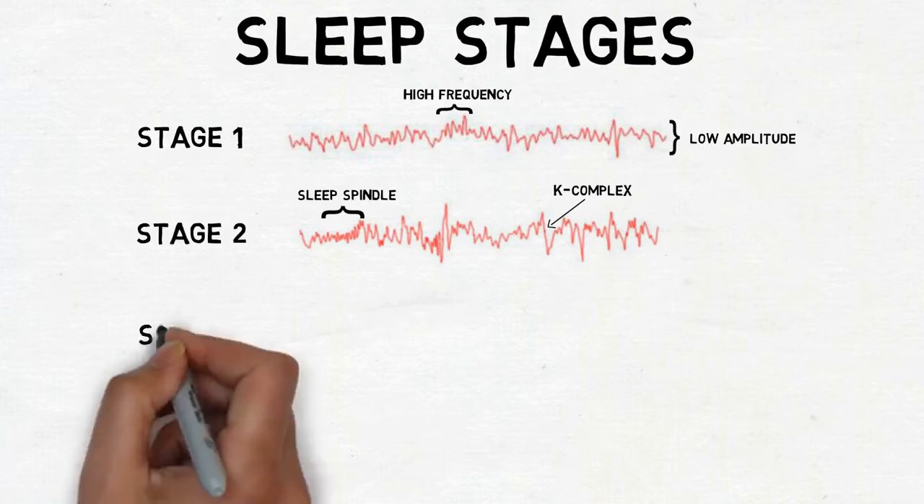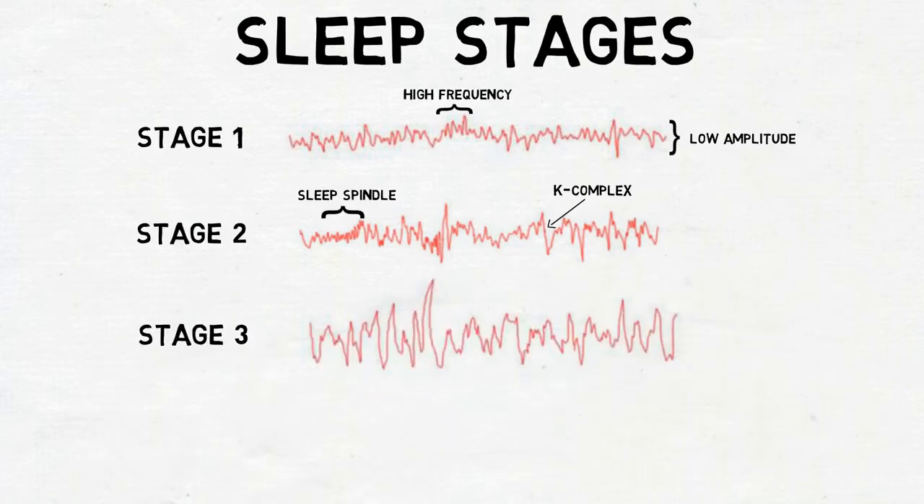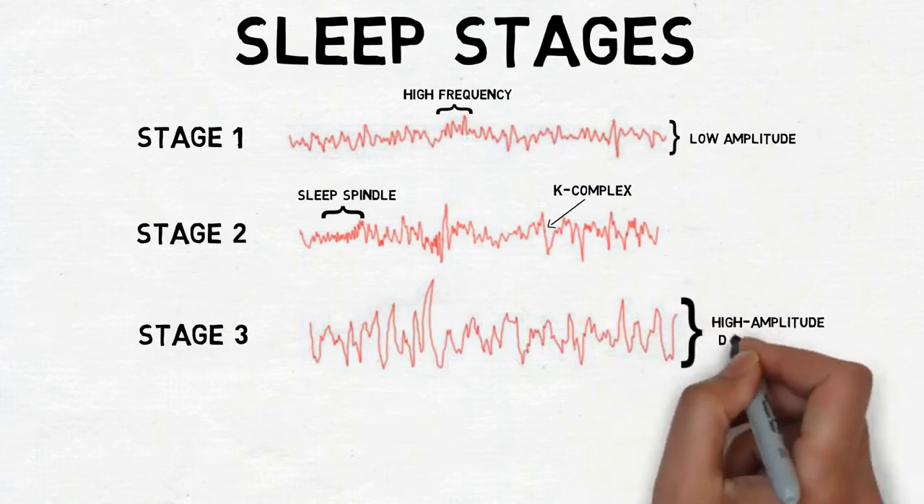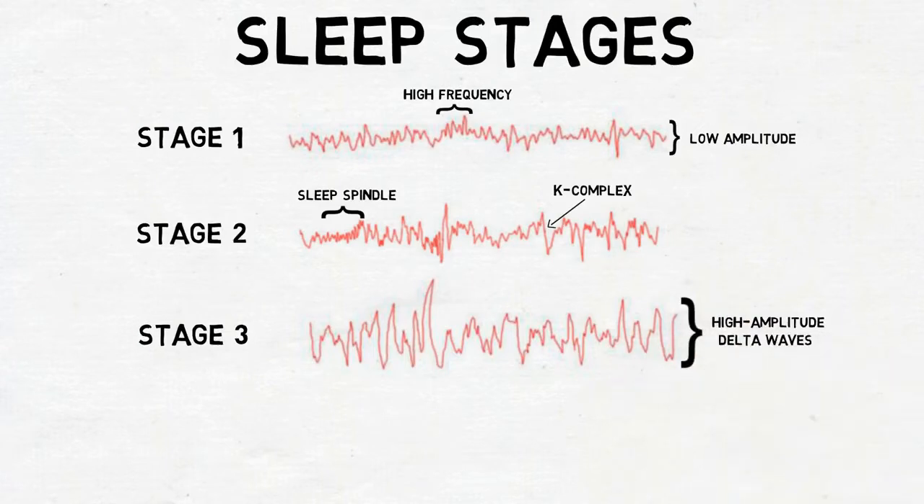Stage 3 sleep is also known as slow-wave sleep or deep sleep. In stage 3, delta waves, which are low-frequency, high-amplitude waves, make up at least 20% of brain activity. Stage 3 sleep is thought to be especially important to overall restfulness.